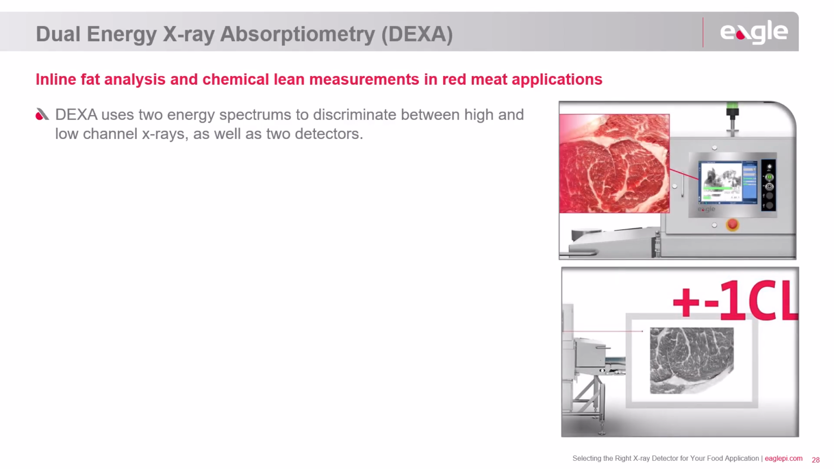DEXA uses dual energy in fat analysis systems to discriminate between material types. This is specific to meat products to determine the fat, lean, and moisture content of the raw product. We take the high and low energy ratio information and apply algorithms programmed in the software to measure lean versus fat, and then the residual is going to be your moisture.